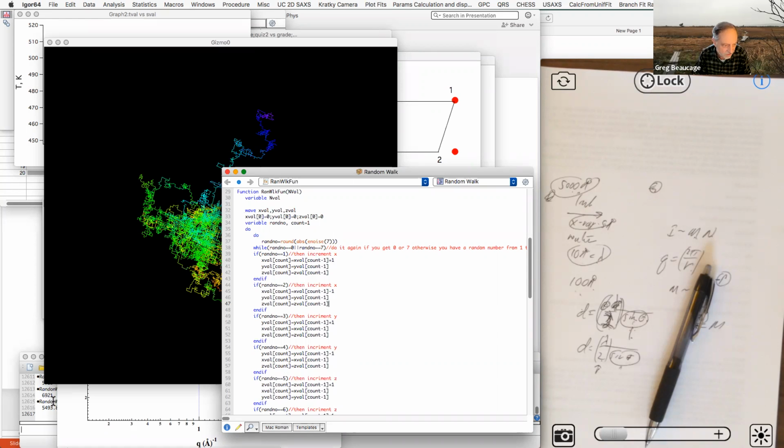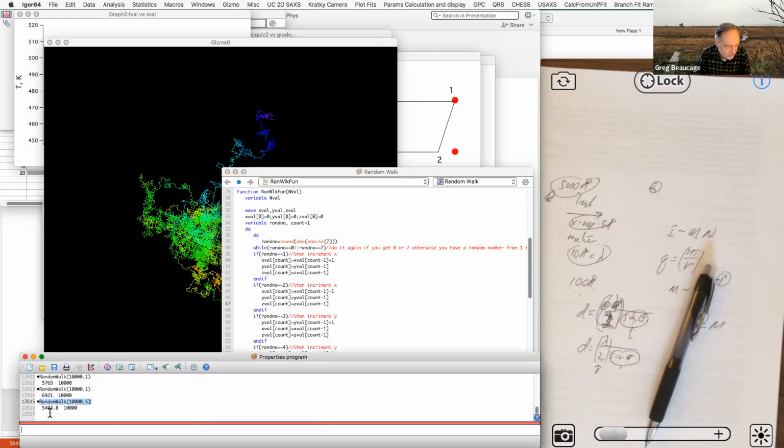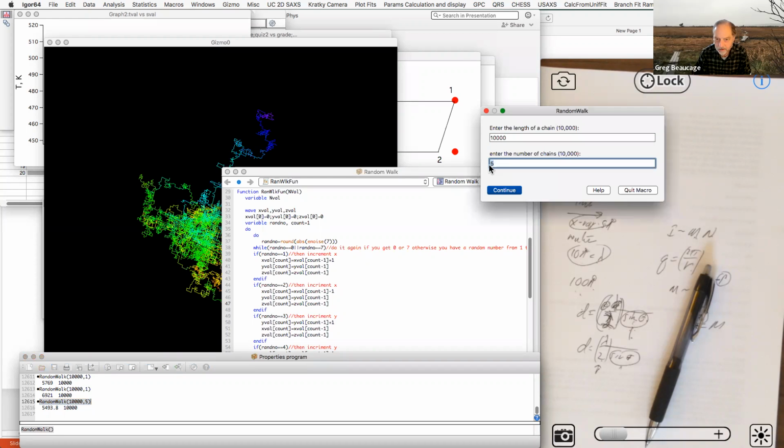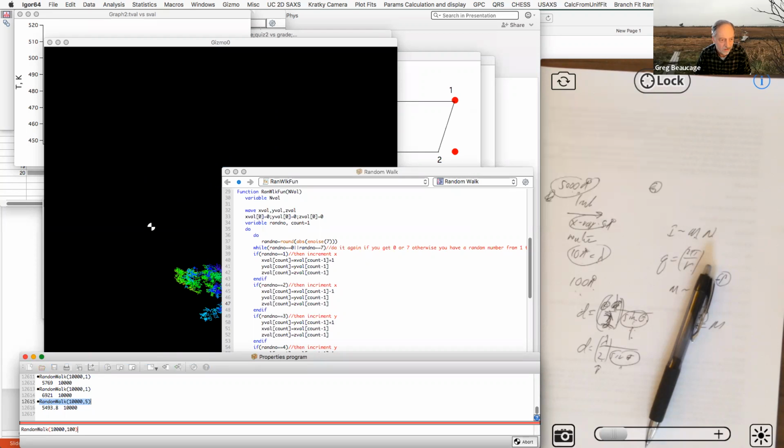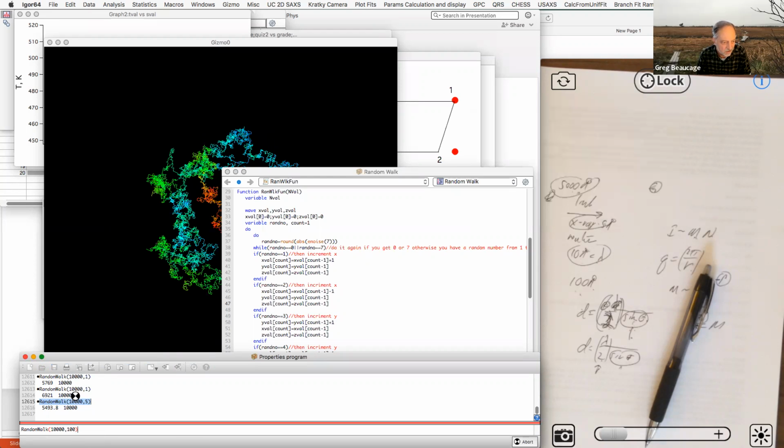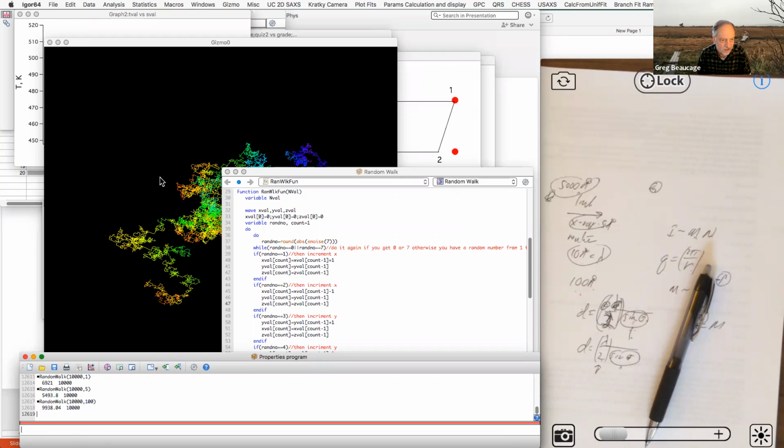That only works if you do a lot of chains. Like I did 5 chains and I got 5,000 instead of 10,000. But if I do 100 chains, it'll spit out something close to 10,000. Sometimes you happen to hit where it matches, sometimes it doesn't. So you get long chains, short chains.